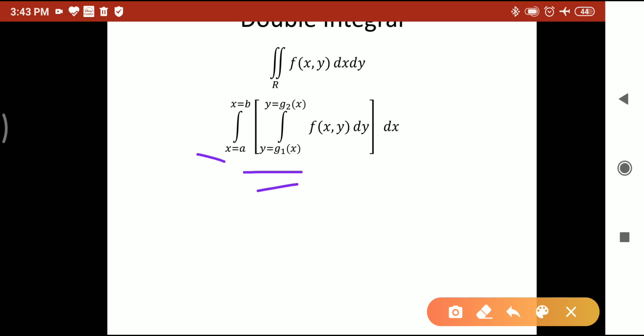Now if you look at the limits of x, they are constant, and the limits of y are not constant, they are functions of x. To remember: whenever the limits of y are variable and the limits of x are constant, you are supposed to integrate with respect to y first, and then with respect to x. Another thing to remember is that the limits of y are always in terms of x or a constant, and the limits of x are always constant or in terms of y.